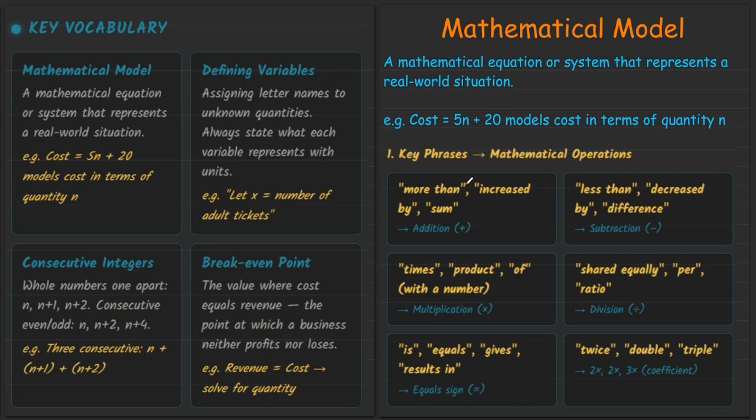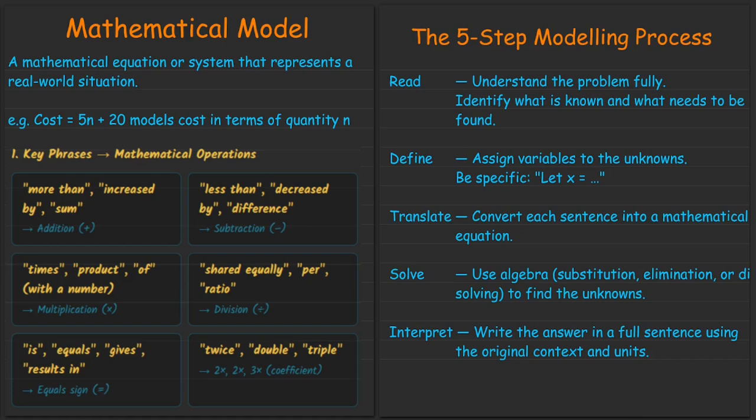So now that we know these things, what are the processes we need to model out expressions or phrases? So to be able to model correctly, here are 5 processes you should follow. First of all, you need to read. So you need to understand fully what the problem is all about.